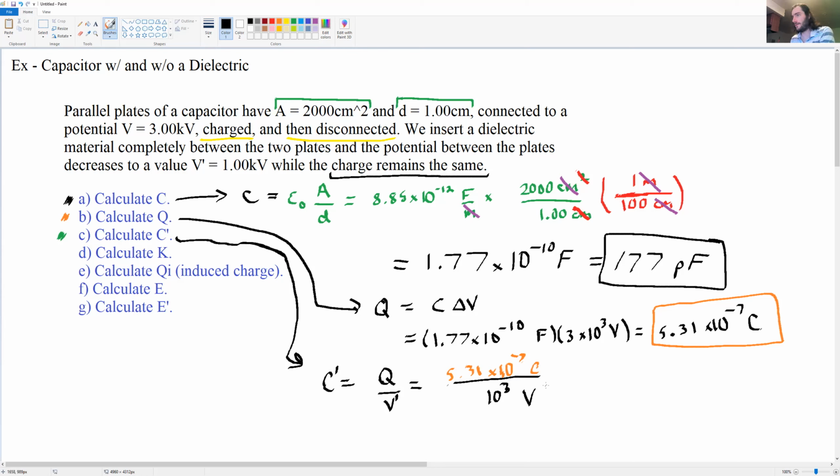So my mouse is kind of giving me trouble here. I'm trying to clean it up here. So what do we get for this case now, for C prime? Well, I'll put it in green, we're going to get 5.31 times 10 to the negative 10. And that's going to have units of farads.